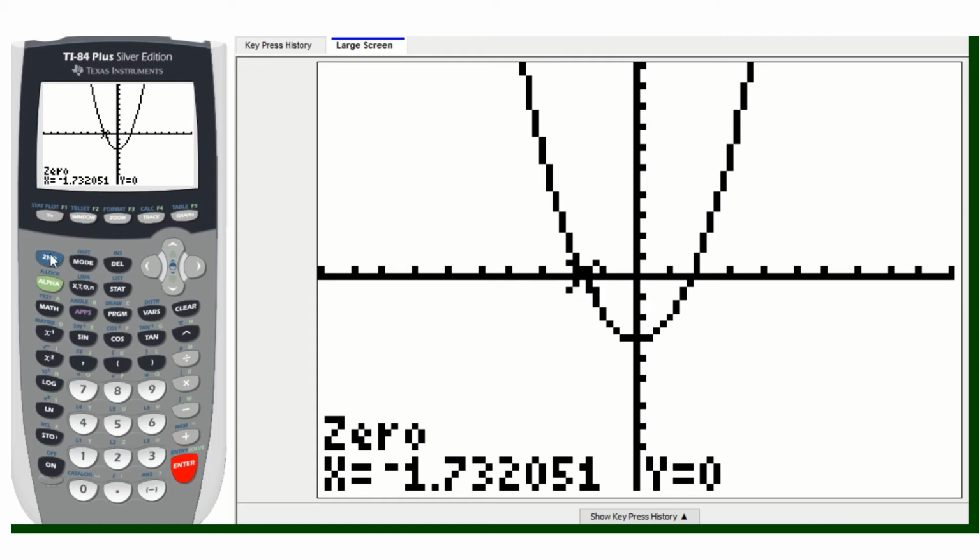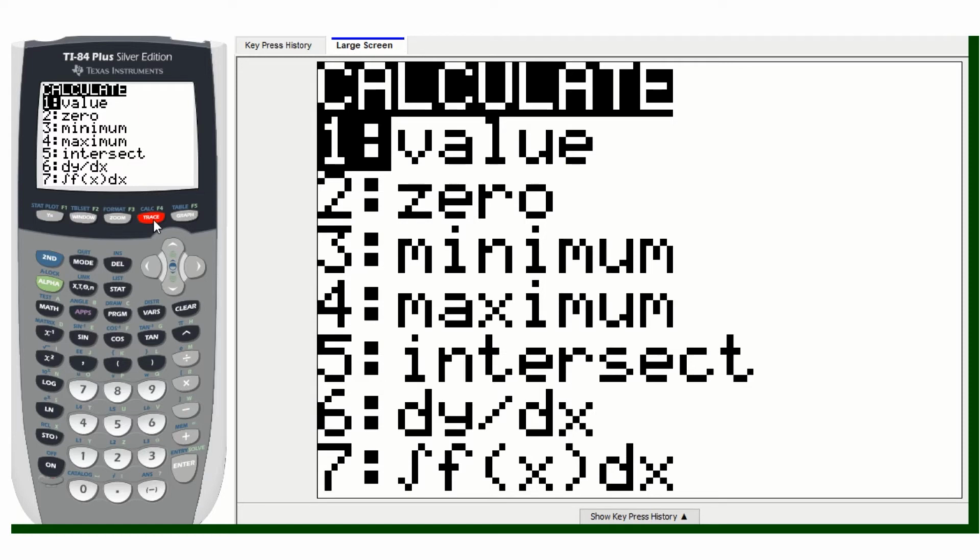Right? So I'm going to go to second, calculate, or maybe hit pause and see if you can find it on your own.